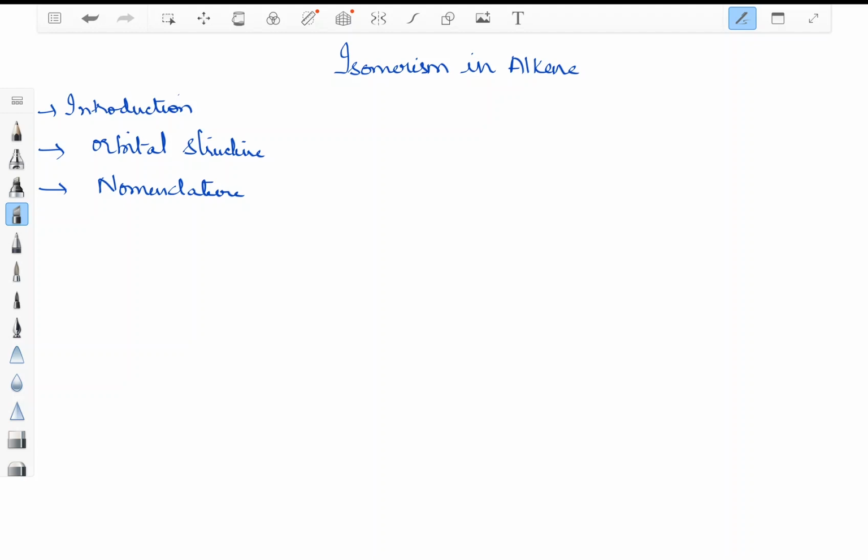In the previous class, we have already finished with the introduction to the alkene, the orbital structure of alkene, and the nomenclature of alkene, which includes common system of nomenclature followed by IUPAC system of nomenclature. In the current session, we are going to study about the isomerism seen in alkenes, along with few methods of preparation of alkenes and few characteristic reactions seen in alkenes. So we'll start now with the isomerism in alkenes.